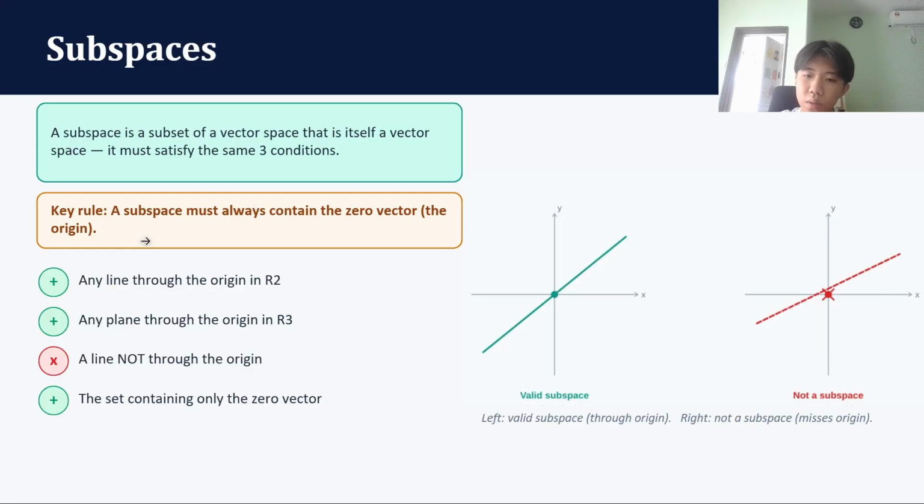More examples are that any plane through the origin of R3 is also a valid subspace, and the set only containing the zero vector is the smallest valid subspace. So it is the smallest subspace that you can get.